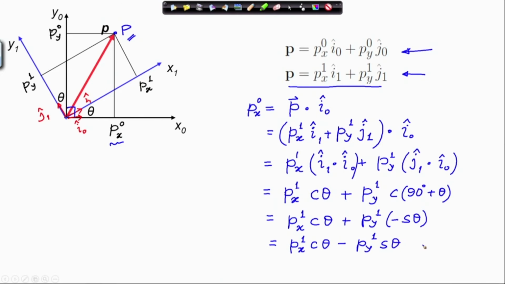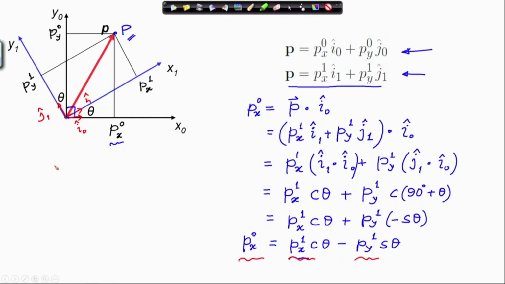So, this is Px0 in terms of Px1 and Py1. We have obtained one relation between Px0, Px1, Py1 in terms of the rotation of the frames, theta. Now, following this procedure, I can also find Py0. The procedure remains the same.